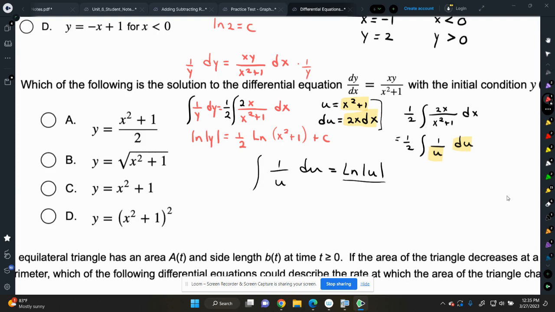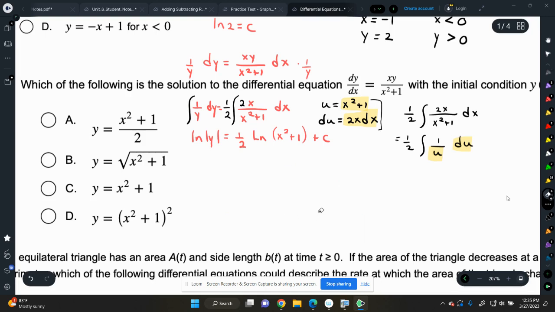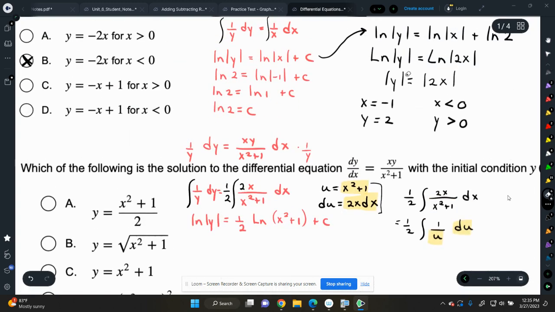Because remember that 2x over x squared plus 1 dx, right? That's the same thing as 1 over x squared plus 1 times 2x dx. That's the same thing. Okay? Okay, so now we've taken the integral. If you have a natural log equals a natural log, you can't cancel it out, right? If there's nothing else, if it's just natural log equals natural log, like we had up here, natural log of y equals natural log of 2x, you can just drop off the natural logs. Yes. Okay.